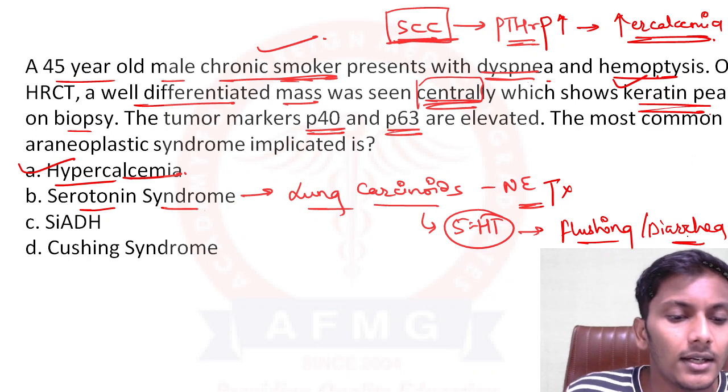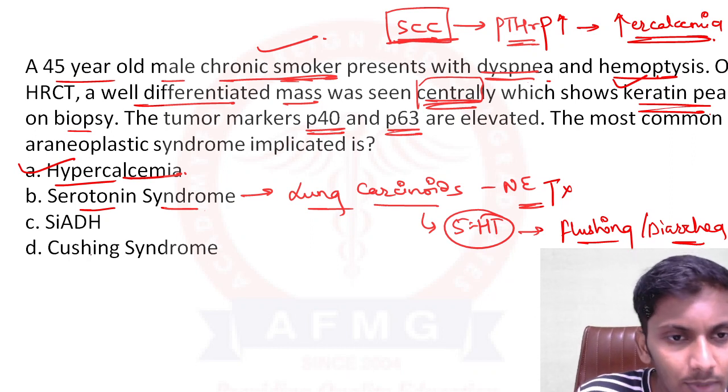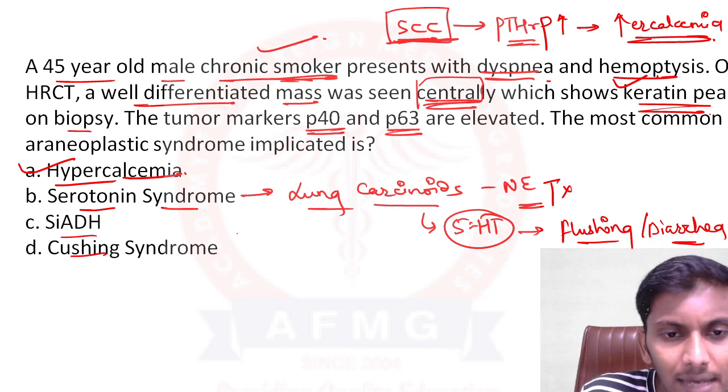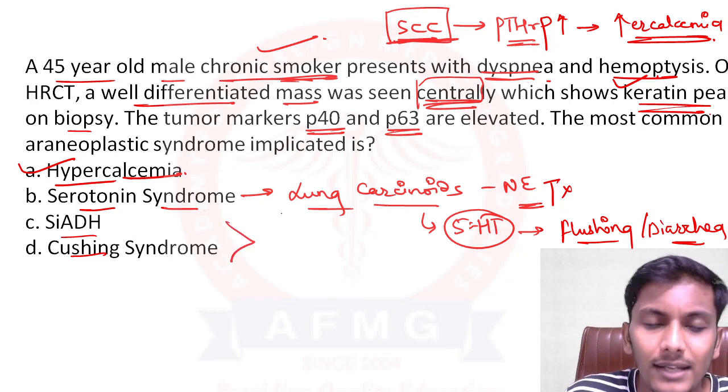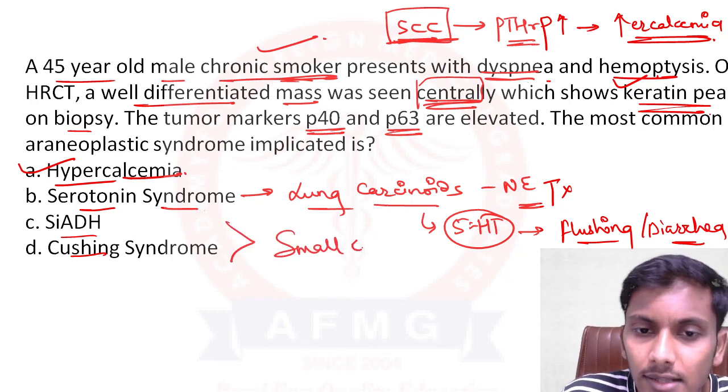Now let's move on to the next one, SIADH and Cushing syndrome. So please remember, SIADH and Cushing syndrome both are the paraneoplastic syndromes associated with small cell carcinoma lung.